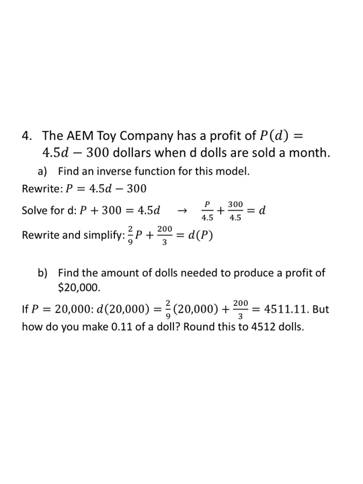Find the amount of dolls needed to produce a profit of $20,000. So find the number of dolls. My profit is 20,000. I want my input to be 20,000. So if P is 20,000, I evaluate my d equation with a P value of 20,000: 2/9 times 20,000, plus 200 over 3 is 4,511.11111. But seriously, how do you make 0.11 of a doll?